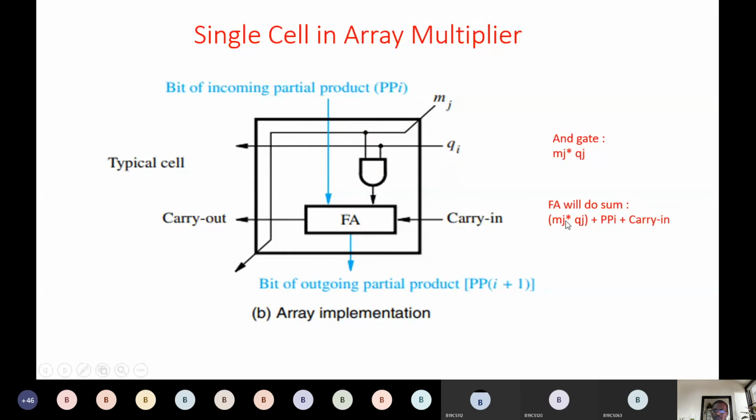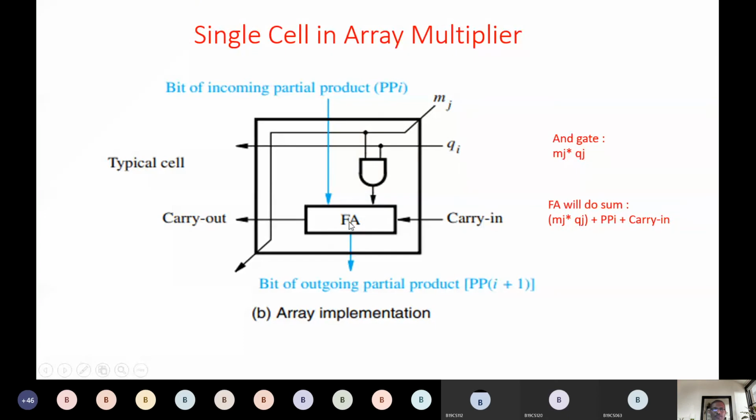The full adder will do the sum of the product plus the partial product, which is coming from the cell above this cell. From there we get the partial product, and that partial product is added to this product. The carry is also added. So for the full adder, one input is the product of M and Q, one is the partial product, and one is the carry. All these three are added by this full adder. This cell may give a carry out, which will be a carry-in for another cell.